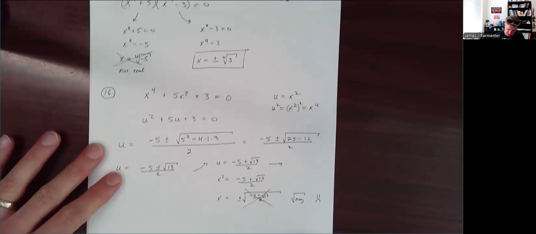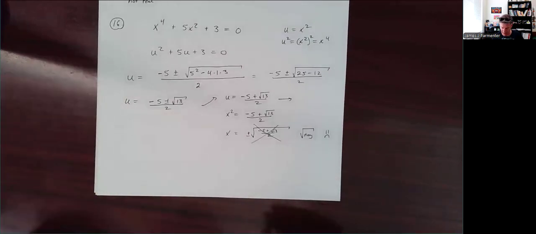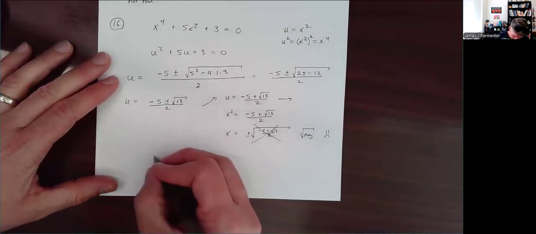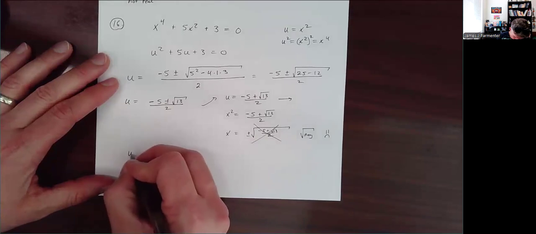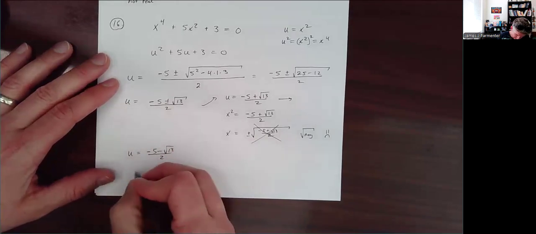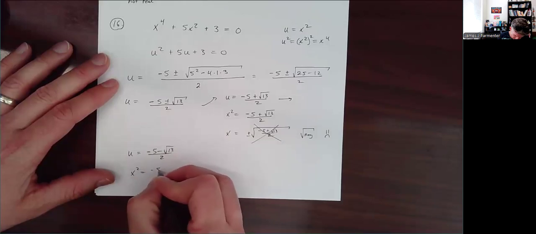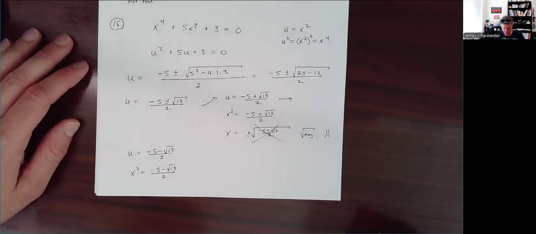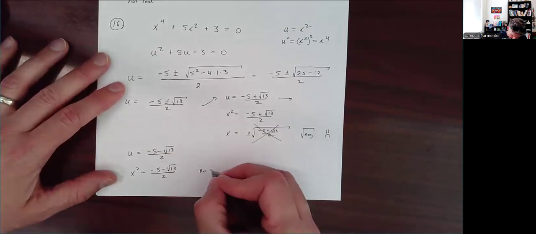Sorry about that. That was unintended. I meant for one of them to work and one of them not to, but I must have messed up a number when I did it. So the other one's going to be u equal to -5 minus root 13 all over 2. And if you set x squared equal to that, again, I think this one even more obviously is clearly a negative number, so no solution.